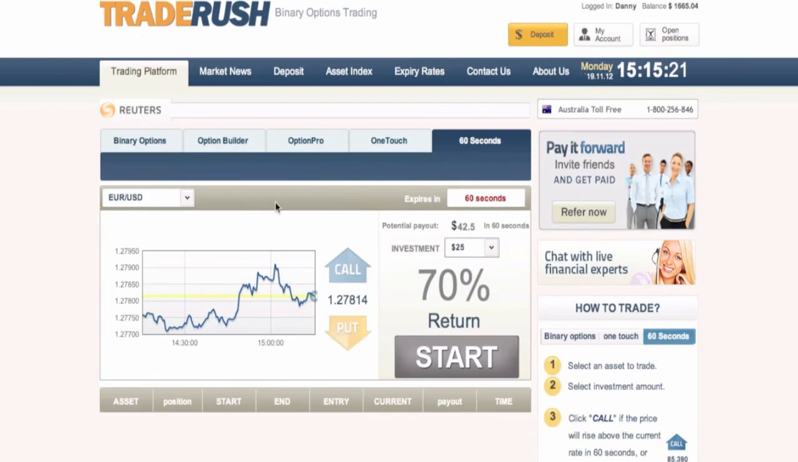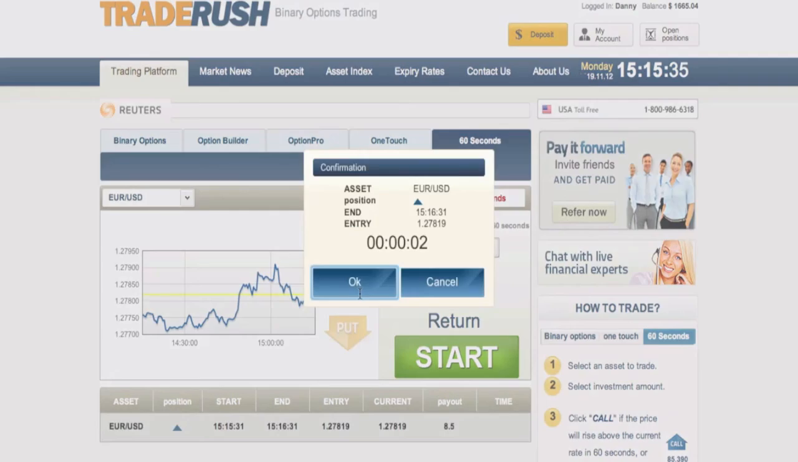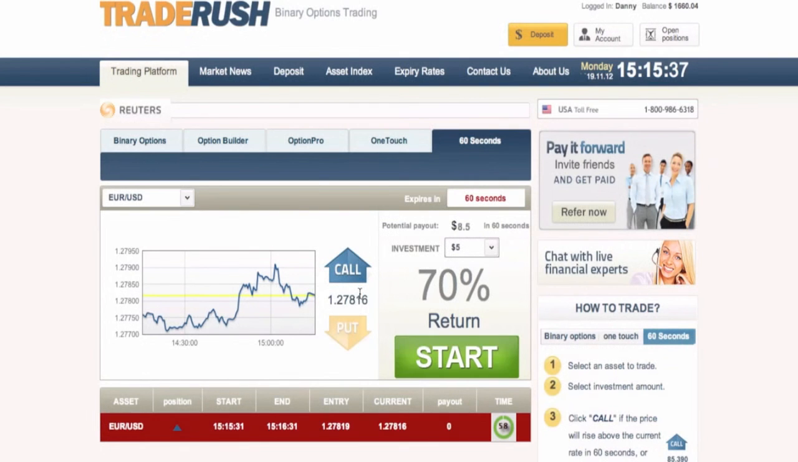So I go back to the 60 seconds tab and I put on my first $5 trade, which is actually step 2. So make sure Euro USD is selected and select $5, hit call and approve the trade. Now, you don't have to approve it. It will automatically approve after 3 seconds, but if you're in the middle of a trade or a cycle, it is best to approve it manually, because you have to be very, very quick.